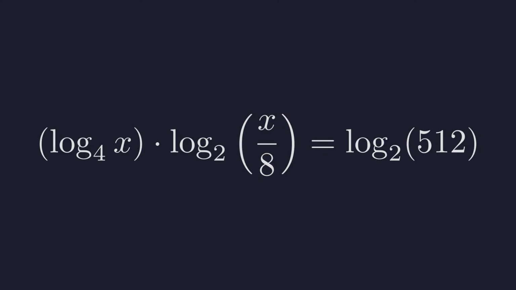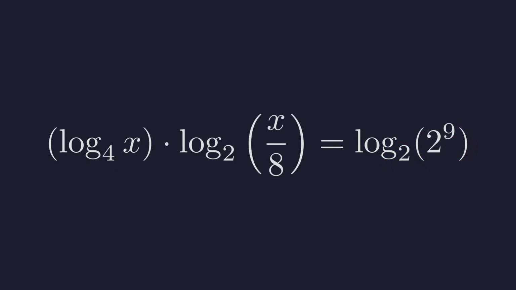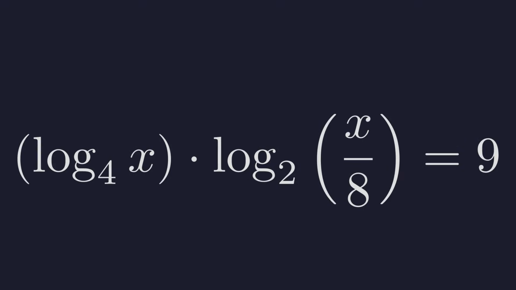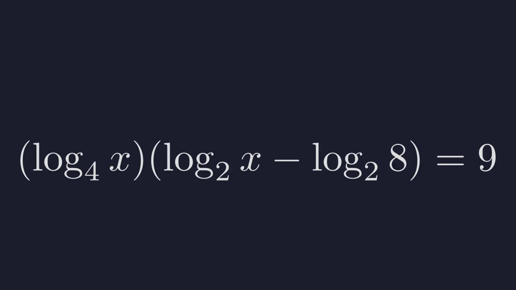Let's simplify the terms on both sides. First, let's evaluate the right-hand side. We recognize that 512 is 2 raised to the power of 9. Therefore, the base 2 logarithm of 2 to the 9th is simply 9. Excellent! The right side is now a constant. Next, we'll expand this term using the quotient rule for logarithms, which states that the logarithm of a fraction is the difference of the logarithms. We now have the term logarithm base 2 of 8, which evaluates to 3, since 2 cubed is 8.